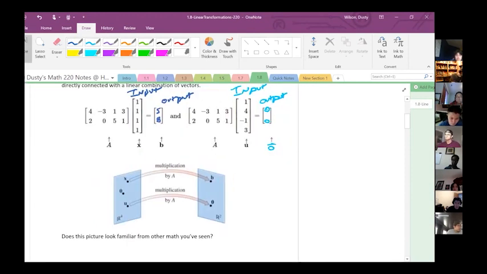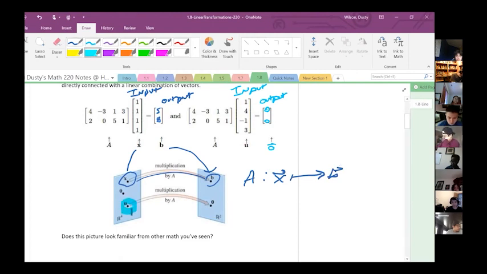So notice we're starting with this X right here, and we're multiplying by A, and we end up with the B that's over there. So it's like, we went under A, we started with X, and we went to B. Or we started with U, whoops, wrong color. Started with the U, and we went under A, and we ended with 0.